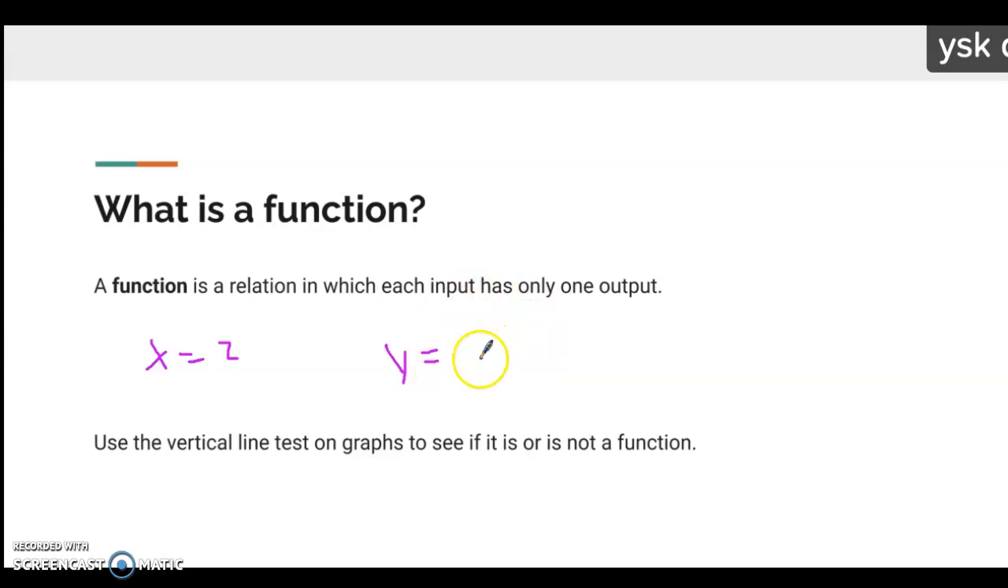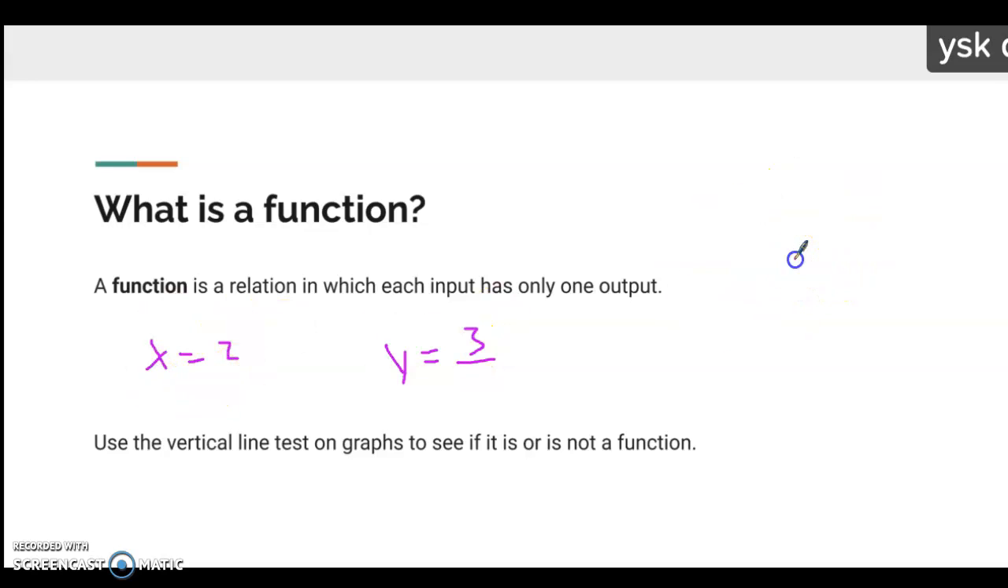It doesn't matter what that answer is, but there will only be one answer for y, which means I can't plug in a 2 and get a 3 for y and a 4 for y. That would not be a function. I can only get one output for every input that I plug in.